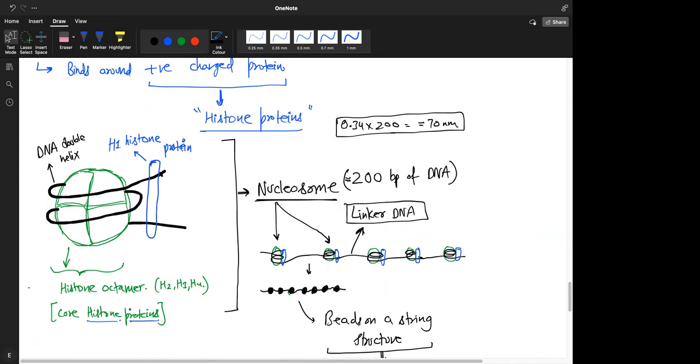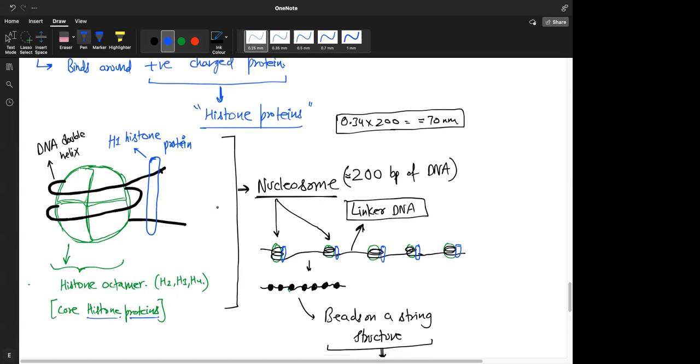So we need to compact and condense the DNA in order to keep it inside a very small nucleus, right? Yes, sir. So for the initial levels, to make a nucleosome or a bead on a string structure, we need histone proteins. Now they are of various kinds. Histone octamer containing H2, H3, and H4, and H1 is there on the outside of the histone octamer. So these all are histone proteins.